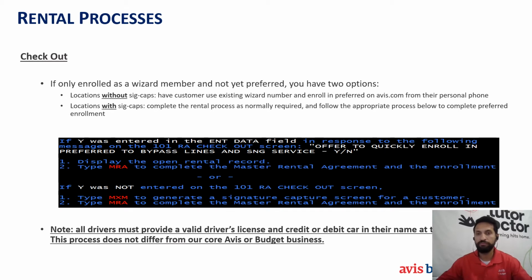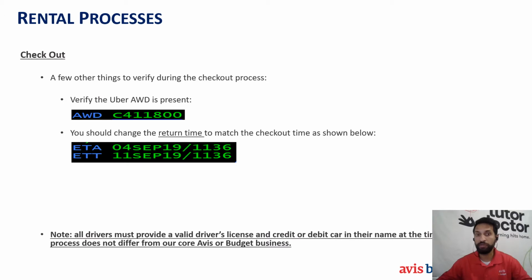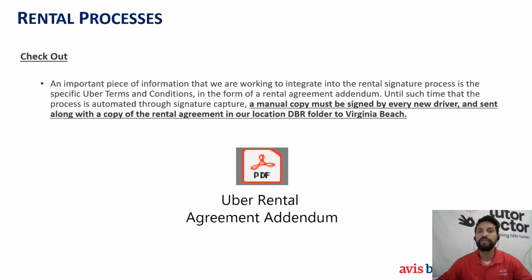Verify during the checkout process that there is an AWD number for Uber and that the time for checkout and check-in match. A manual copy of the Uber rental agreement addendum must be signed by every new driver and sent, along with a copy of the rental agreement in our location DBR folder, to Virginia Beach.